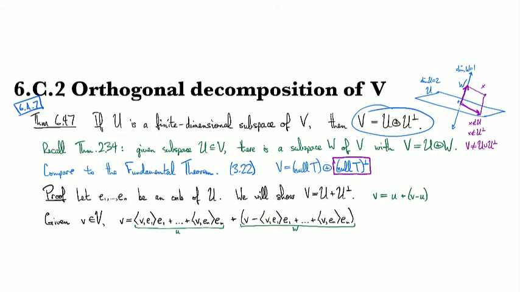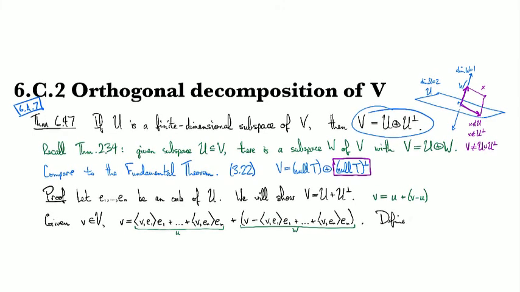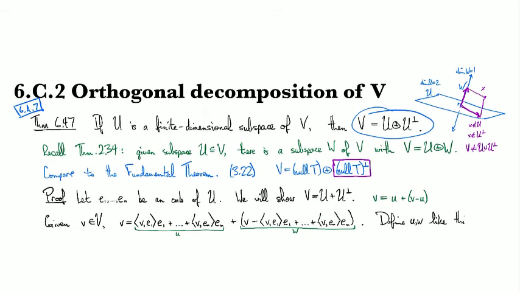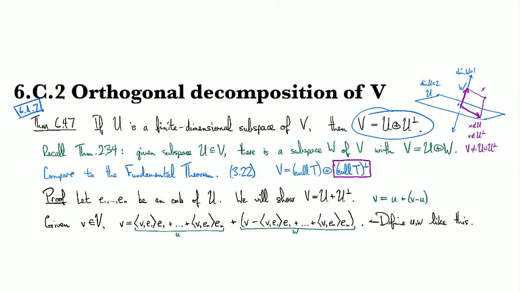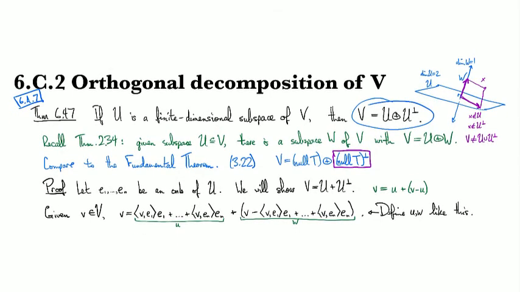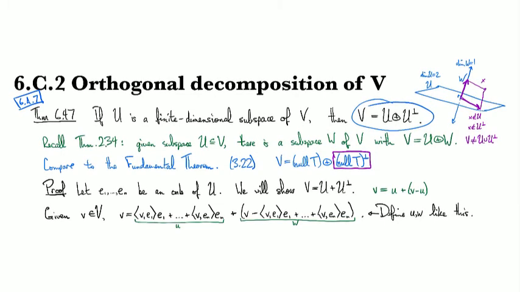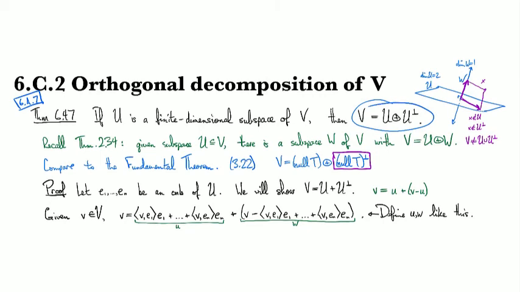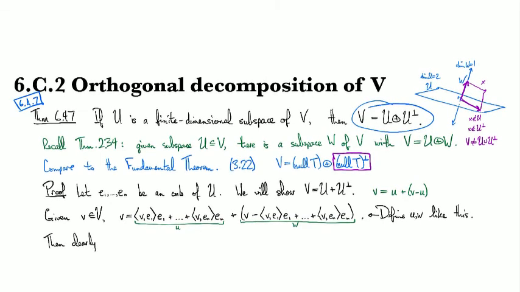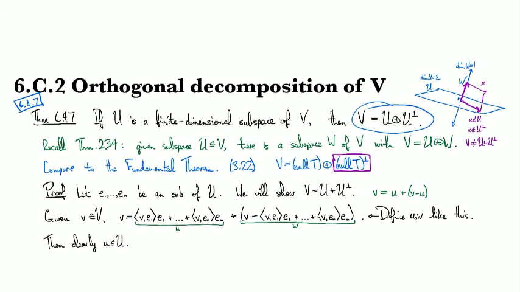Okay, so define U and W like this. U is the part that lies in U, our subspace. Maybe I'll just write that down. Then clearly U is in the subspace that we're interested in.